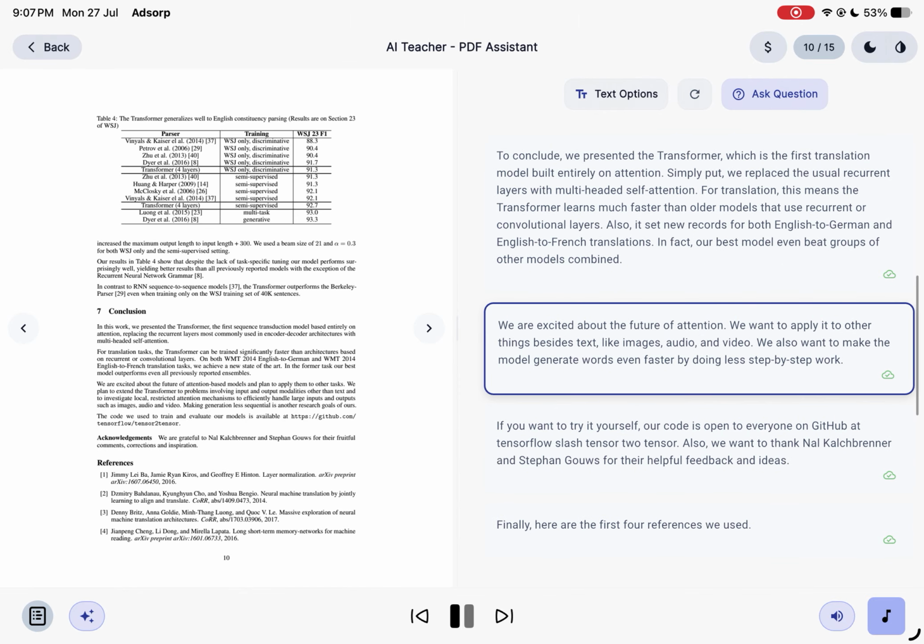We are excited about the future of attention. We want to apply it to other things besides text, like images, audio, and video. We also want to make the model generate words even faster by doing less step-by-step work.